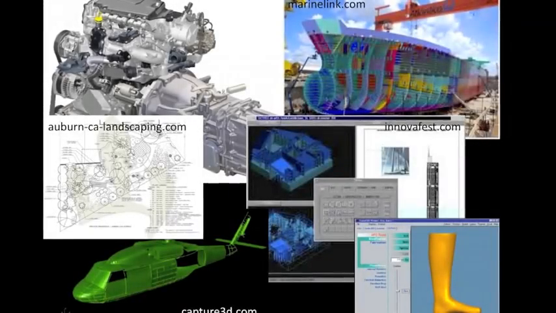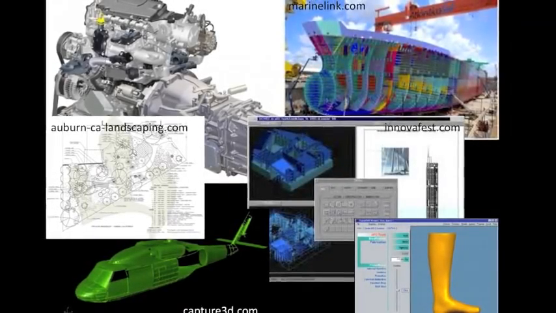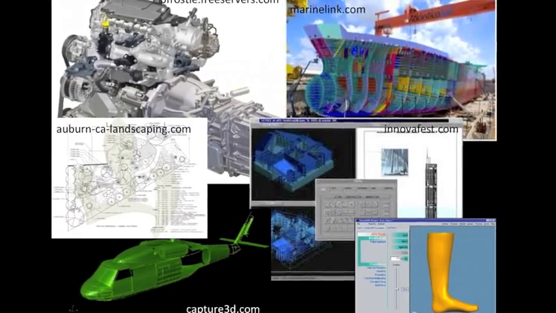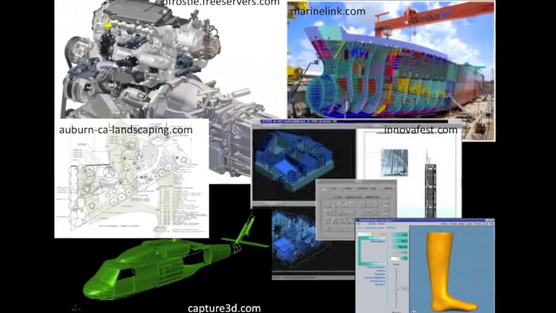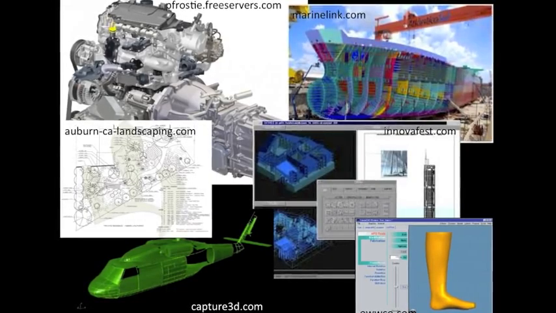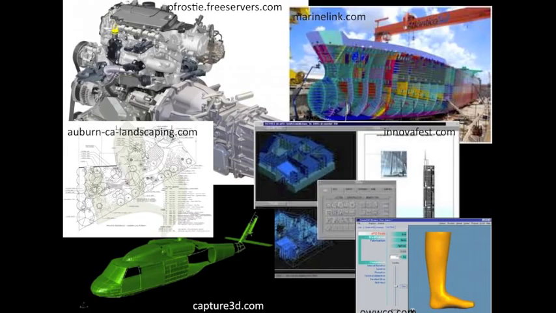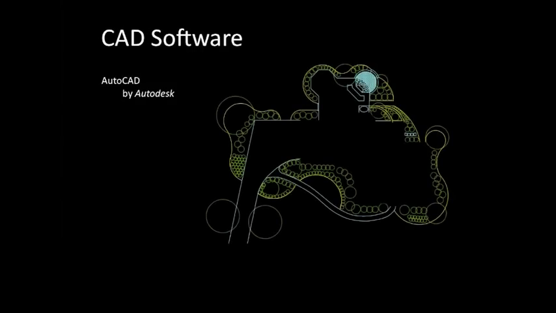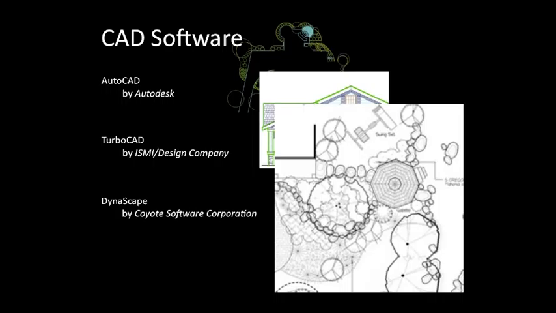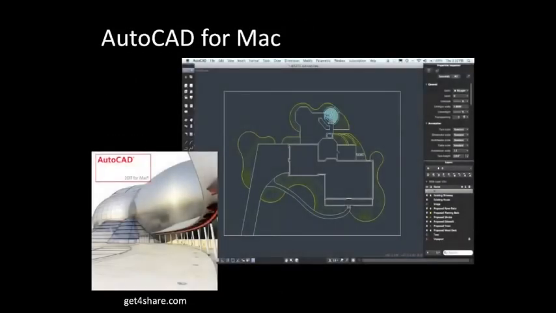With such a diverse design industry, it is no surprise that there is an equally copious selection of CAD software programs available for use. Many of the advertised programs are tailored to fulfill the design needs for specific professions such as the automotive, shipbuilding, aerospace, architectural, prosthetics, and landscaping industries. Some of these products include AutoCAD by Autodesk, TurboCAD by IMSI Design Company, and Dynascape by Coyote Software Corporation. Autodesk even unveiled its AutoCAD for Mac 2011 late in October 2010, introducing a CAD program for the Mac OS.